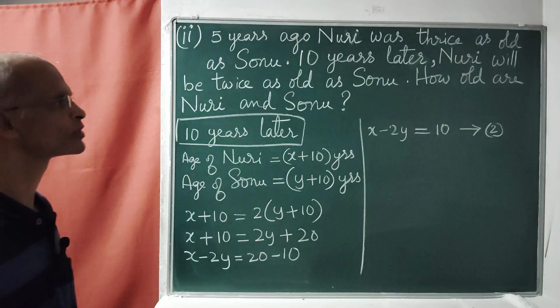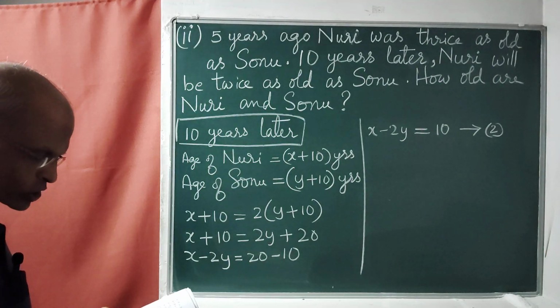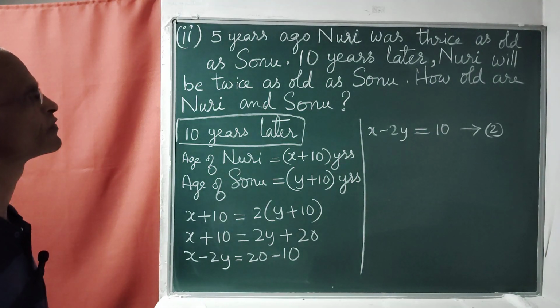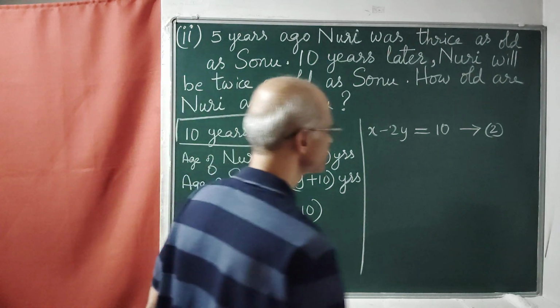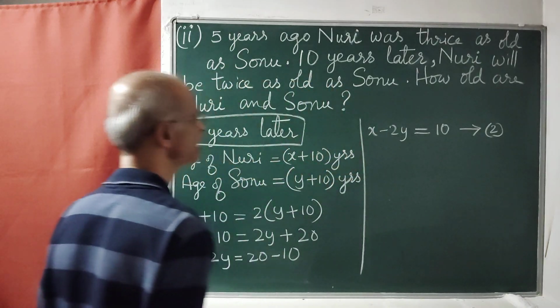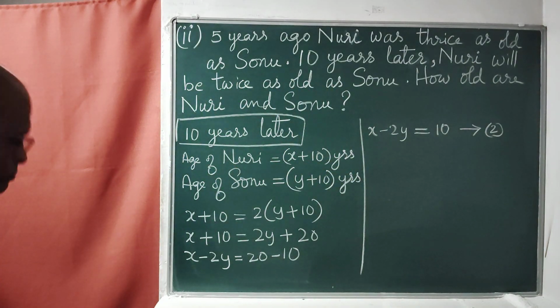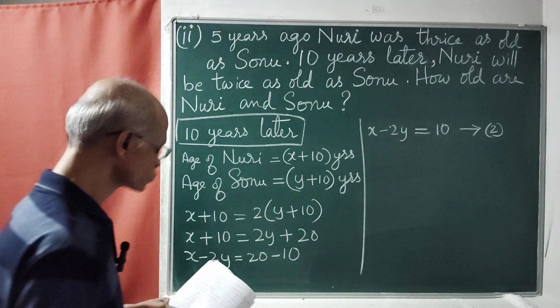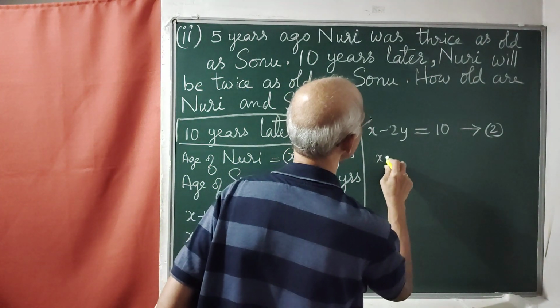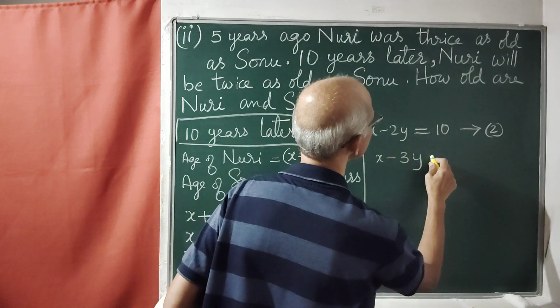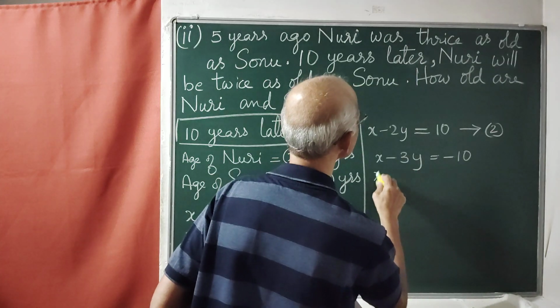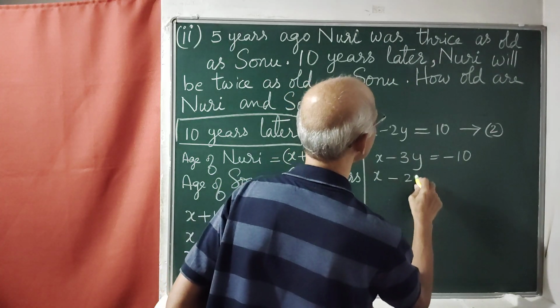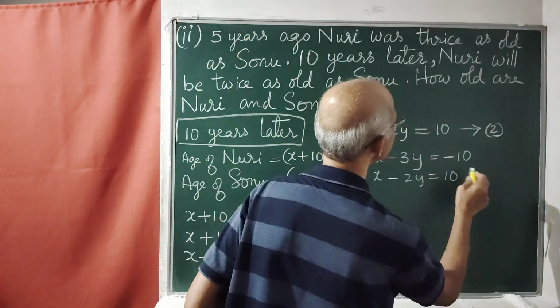Now we have formed two equations. Now we need to solve them. We will solve them by the elimination method. So X minus 3Y is equal to minus 10. This is the first equation. X minus 2Y is equal to 10. This is the second equation.